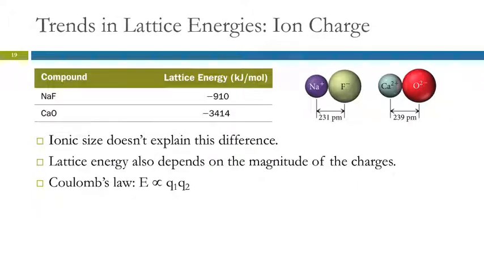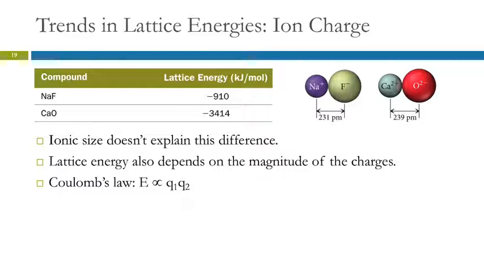Ion charge also has an effect. This effect is even bigger. If we look at sodium fluoride and calcium oxide, the bond length here, the sum of the radii, is 231 and 239. Pretty close, right? And yet, calcium oxide has a lattice energy of minus 3,414 compared to minus 910. Much, much bigger. It's because of the difference in charges. Sodium and fluoride, +1 and -1. Calcium and oxygen, +2 and -2. Coulomb's law tells us that the energy is proportional to the product of the charges.